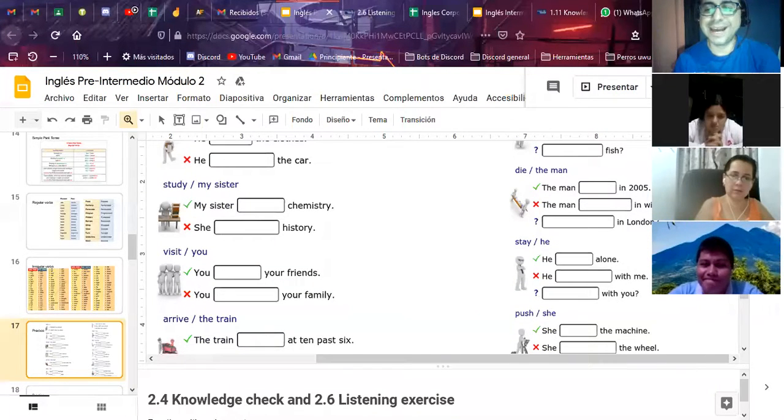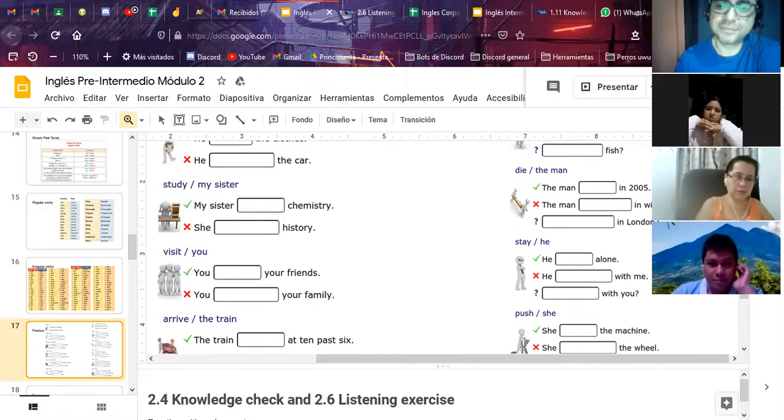The other one is die and the man. Do you know what is die? Yes. Morir. Muerto, morir. Okay. So how's it gonna be the affirmative? The man died in 2005. Very good. You can say 2005 in either way. That's not a problem. And the negative, how's it gonna be?